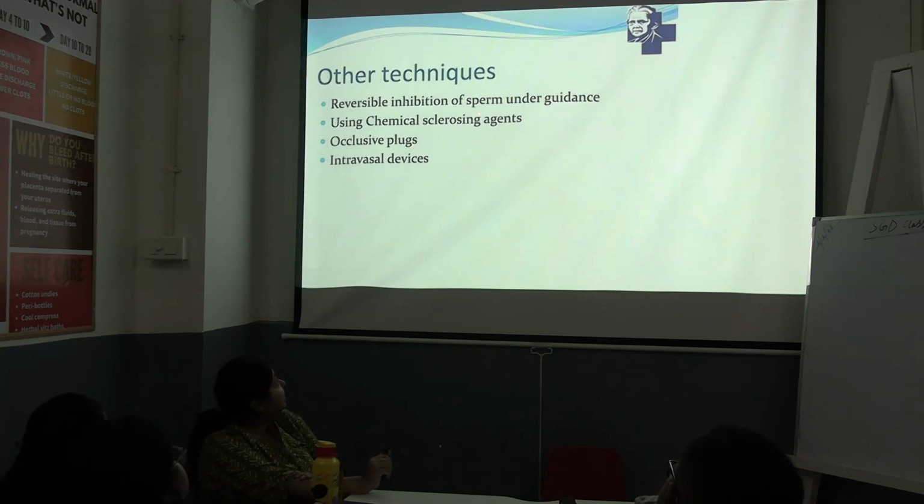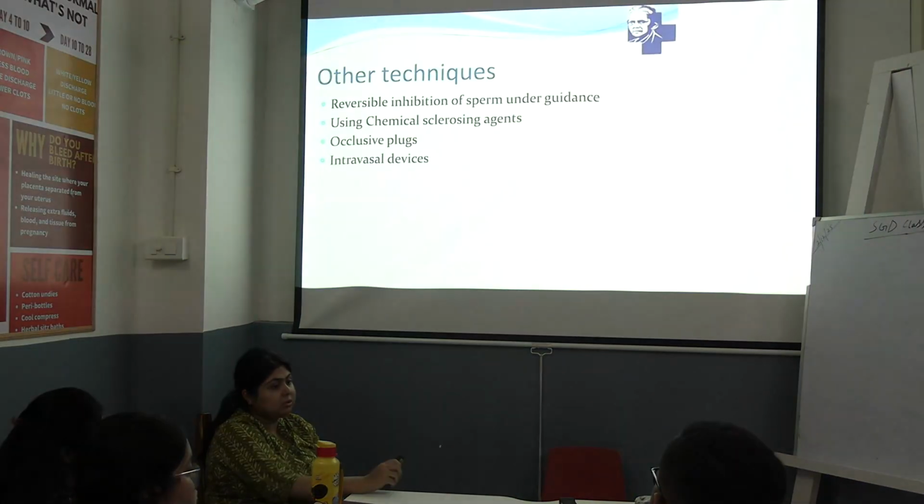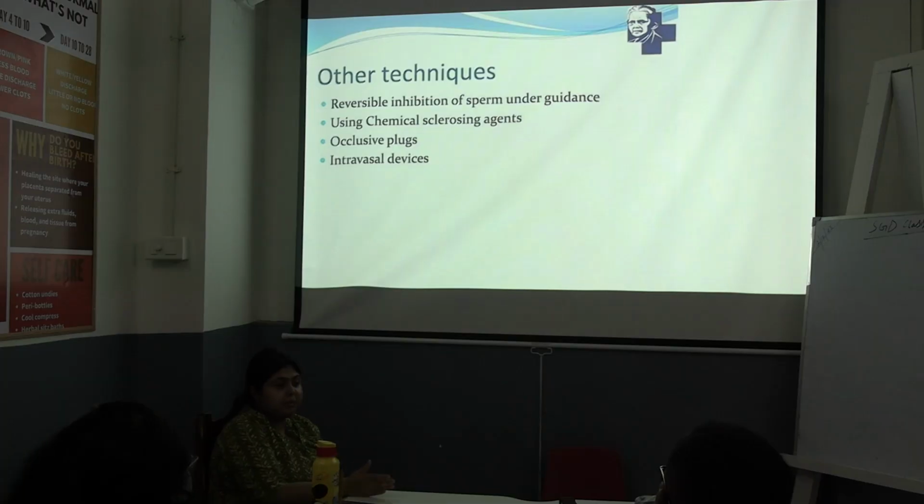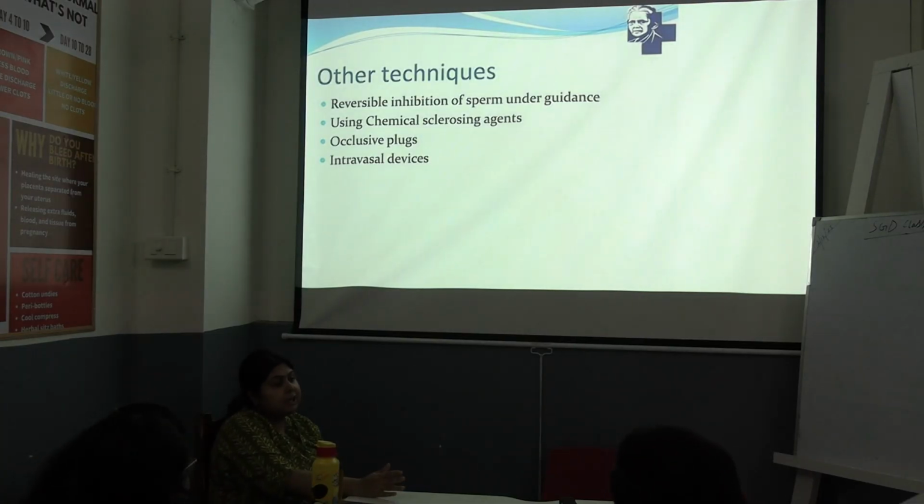The most common technique, and the one used in government setups, is no-scalpel vasectomy. Other methods which can be used are chemical sclerosing agents, occlusive plugs, and intravasal devices as well. So, these were the methods of male and female sterilization as well as different types of implants.